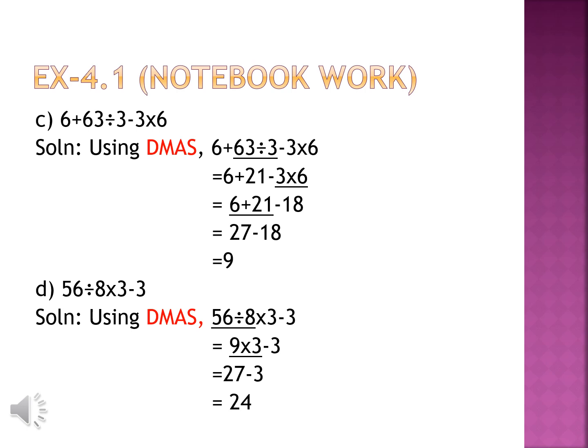Now at this step we are left with 2 operations: multiplication and subtraction. So following the preferences according to the rule, multiplication first of all. 9 multiplied 3 is 27, minus 3 remains same. Now next step, 27 minus 3, which is 24. That is the final answer. So this is how you can solve these types of questions.